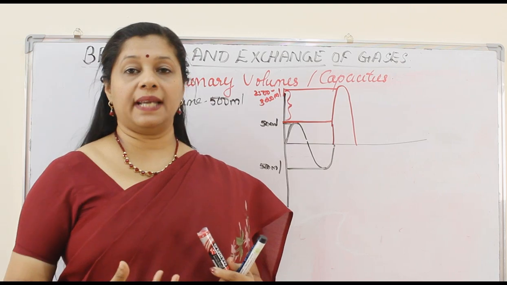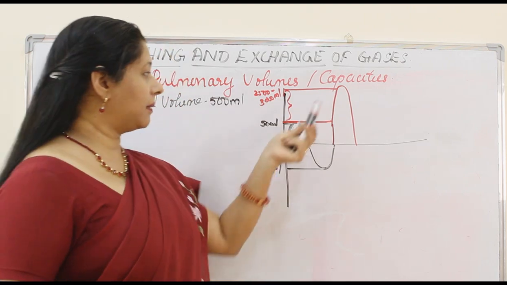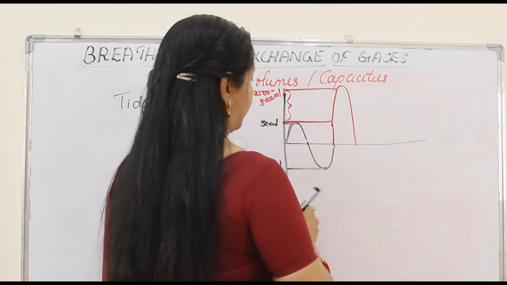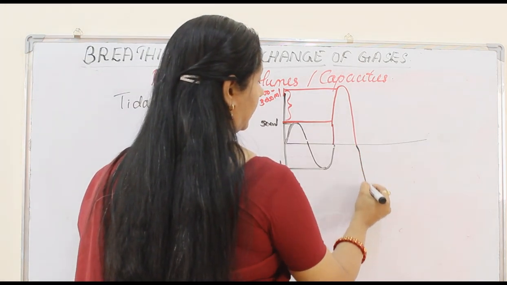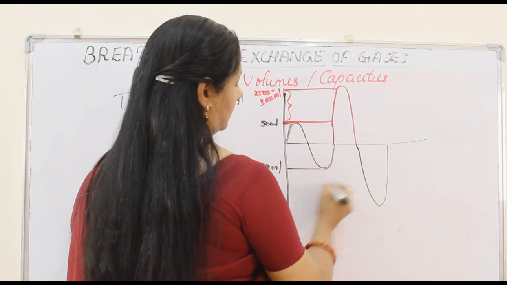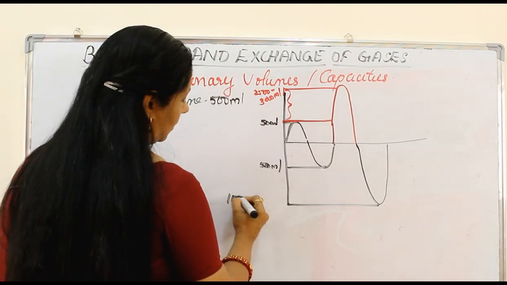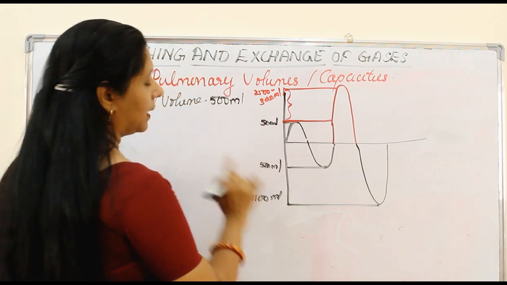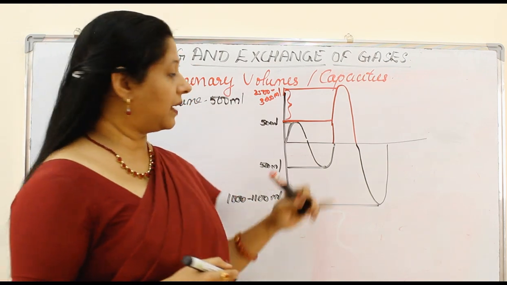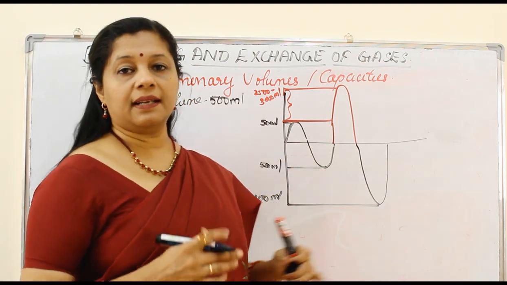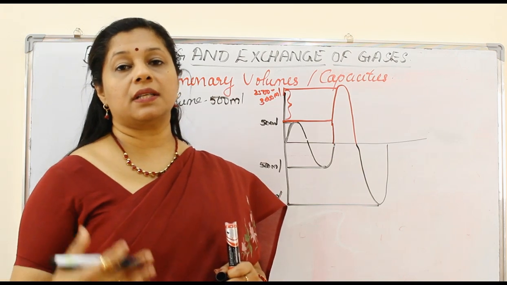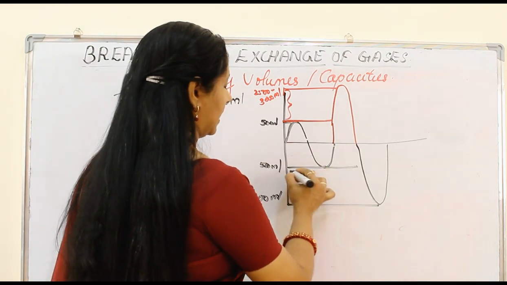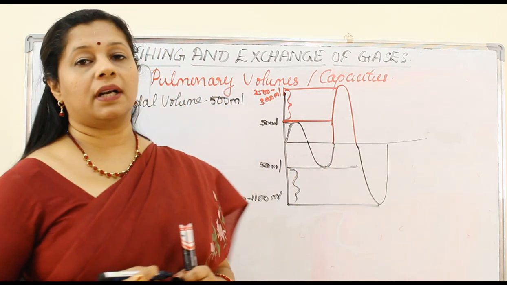I can forcefully exhale also, right? Normally if I forcefully exhale, what happens? The air going out will be more than this. That is almost 1000 to 1100 ml, that is 1 to 1.1 liters of air. So 500 I was giving out. Now I can give out almost 1 liter in excess, other than the normal one. So this value is 1000 to 1100 ml.